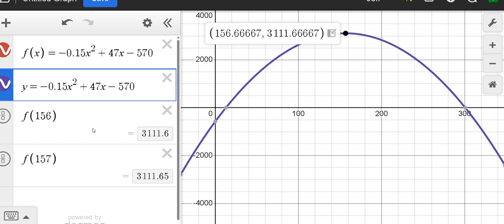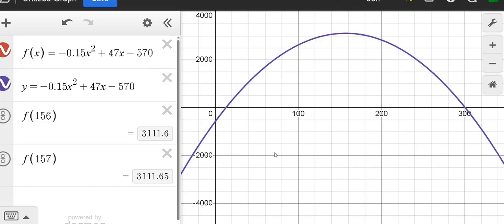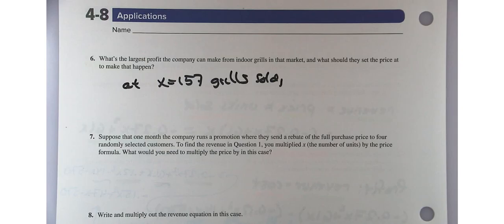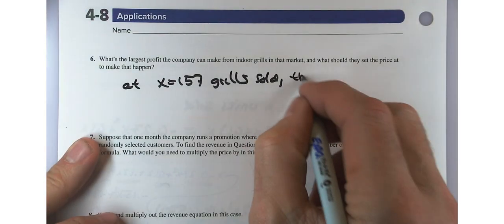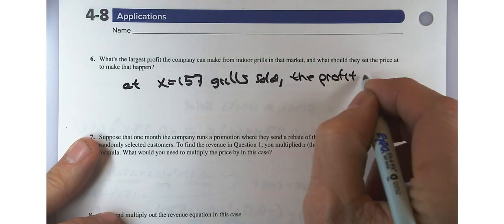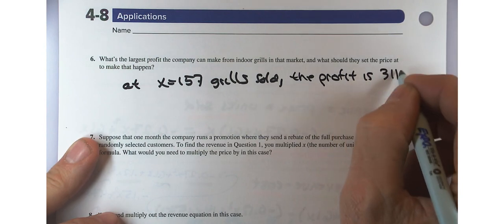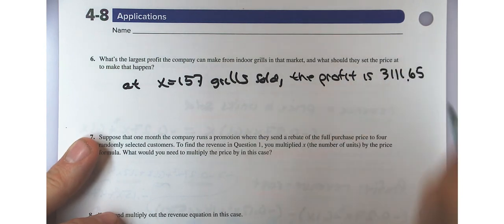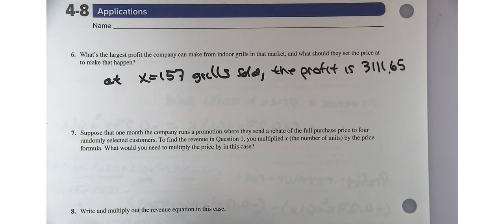So I tried both those numbers on either side. Which one makes us the most profit? Yeah, 157. So at x equals 157 grills sold, profit's going to be $3,111.65. Nice.